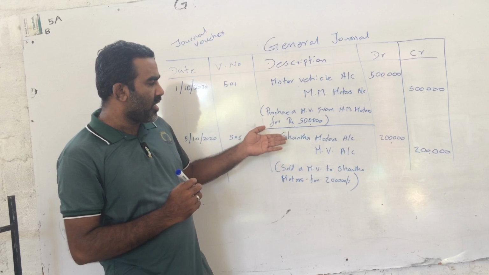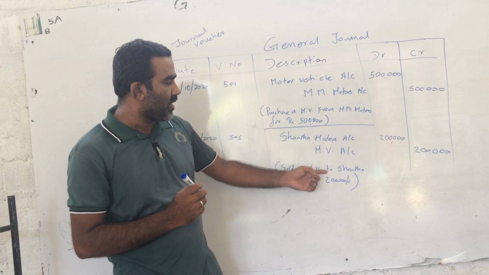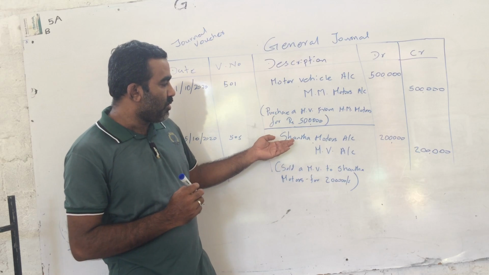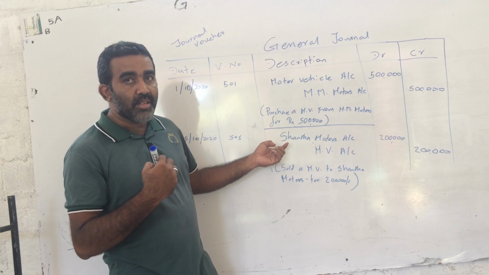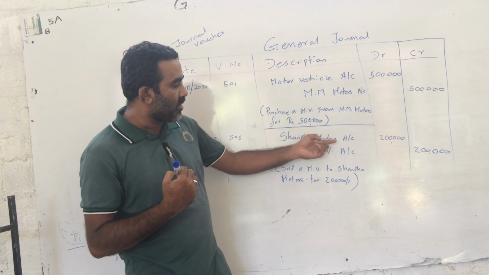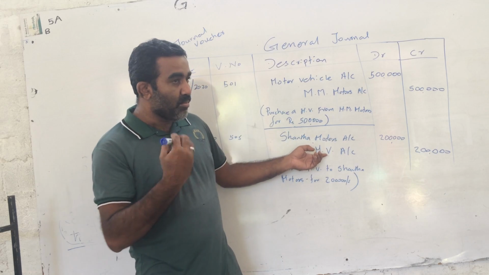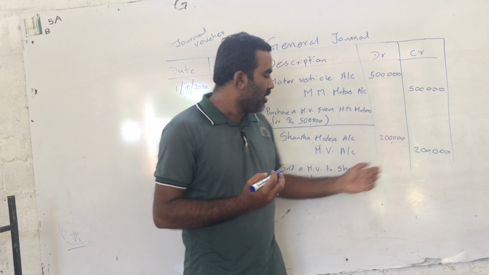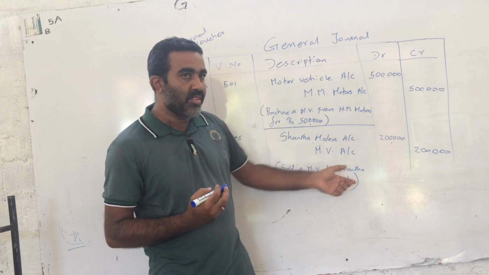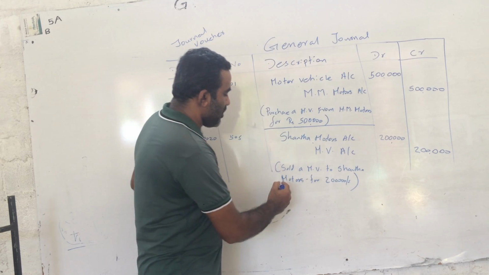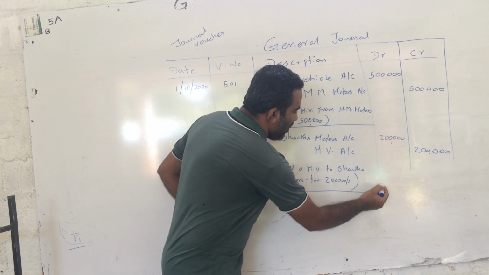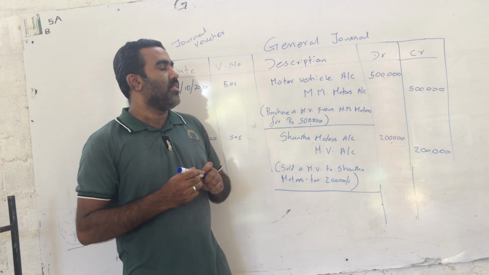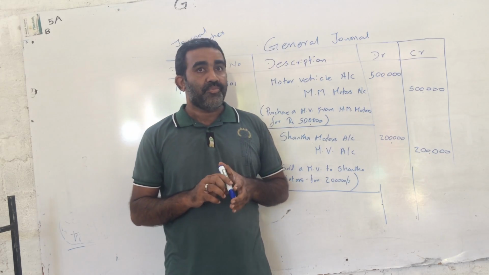So here I include another one. Sold a motor vehicle to Shanta Motors for rupees 200,000. So Shanta has to give us money. He didn't pay yet. So Shanta Motors account debit. The motor vehicle amount is decreasing, so motor vehicle account credit. Then there is a small narration. When you enter the third transaction, you put a line here, then enter. That's all about the general journal.